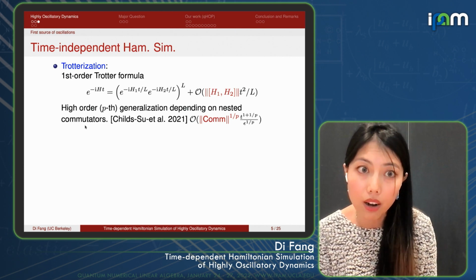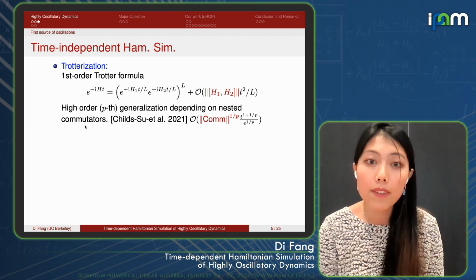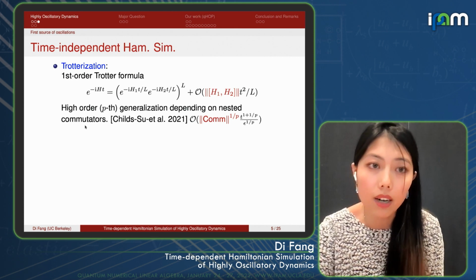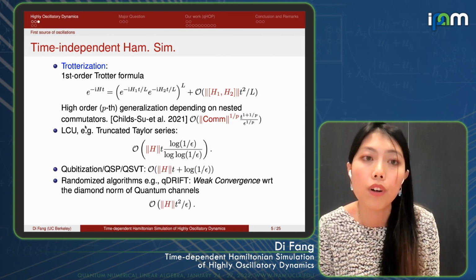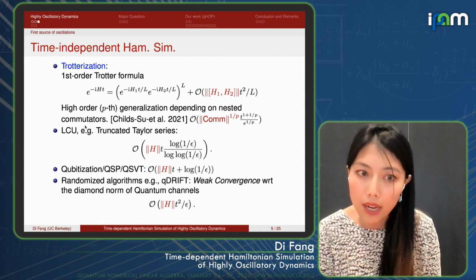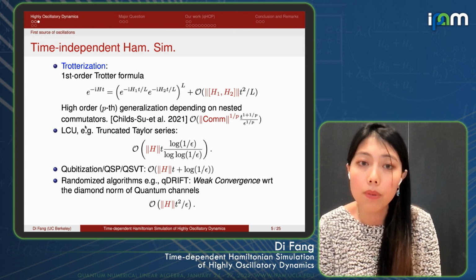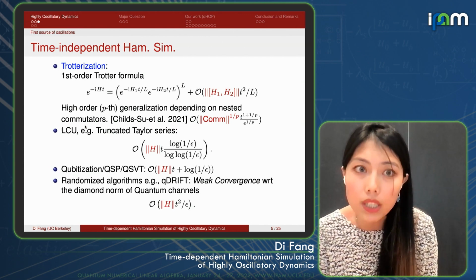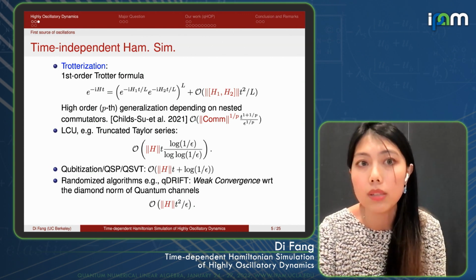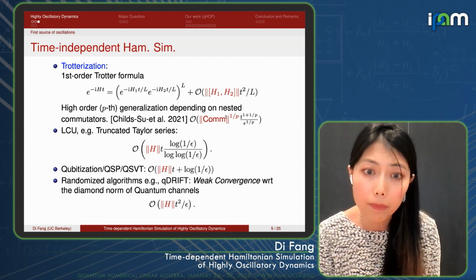Now let's talk about how the norm of H, which is highly oscillatory, comes into play in the cost. Let's look at time-independent Hamiltonian simulation. We know that there are many algorithms out there. The majority can be split into 4 different categories: the Trotter algorithm, LCU type, QSVT type, and the randomized protocol. Out of all 4 types of algorithm, Trotter is the only one in the time-independent case that gives us this nice commutator bound.